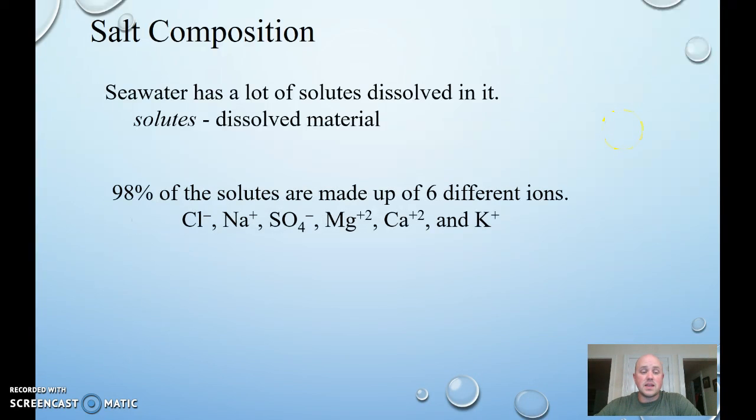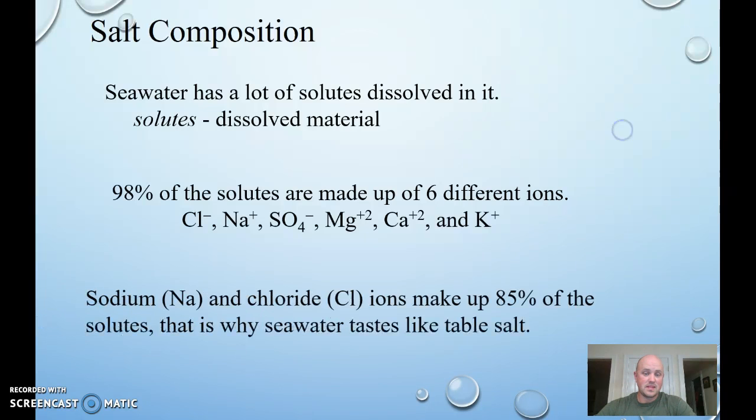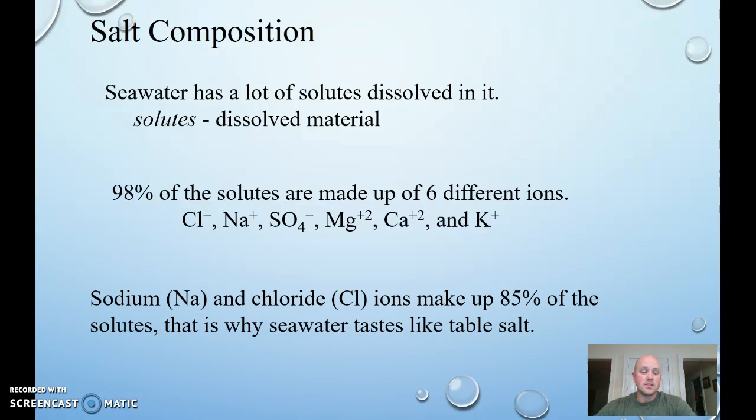So 98% of the solutes are made up of 6 different ions. Do you remember what these are? Do you remember this from chemistry? That's chlorine, sodium, sulfate, magnesium, calcium, and potassium. So sodium and chloride ions make up 85% of these solutes. That's why seawater tastes like table salt.